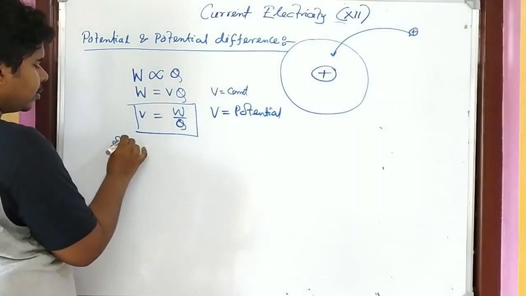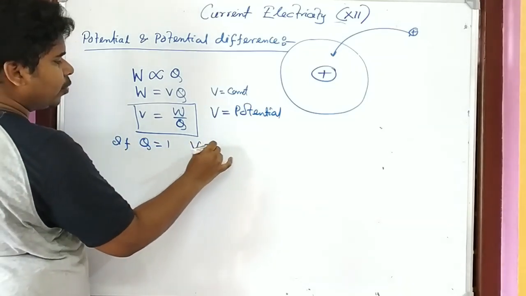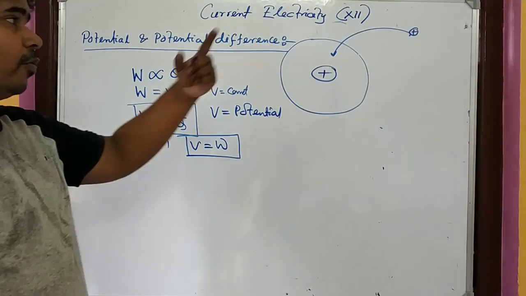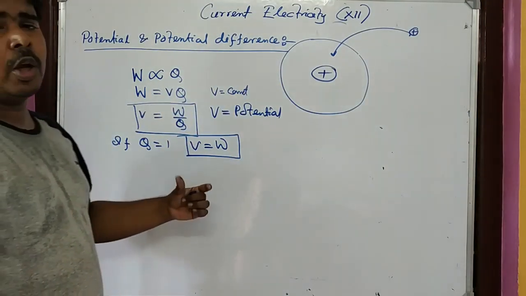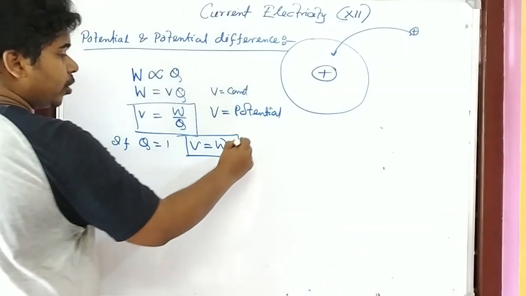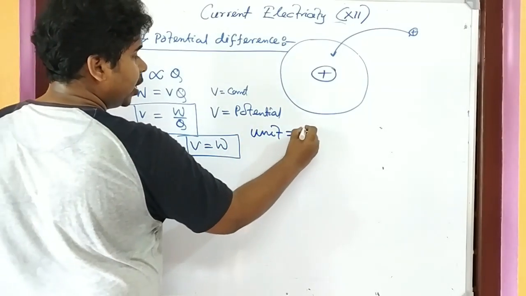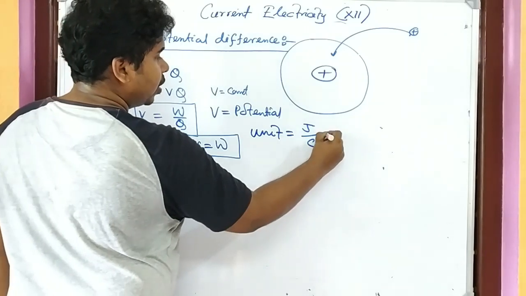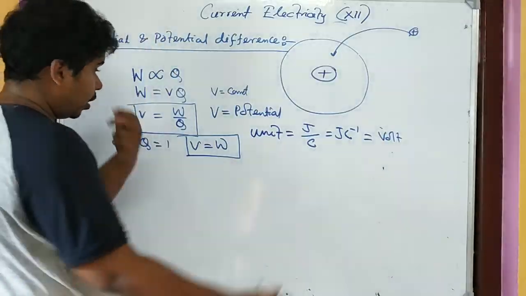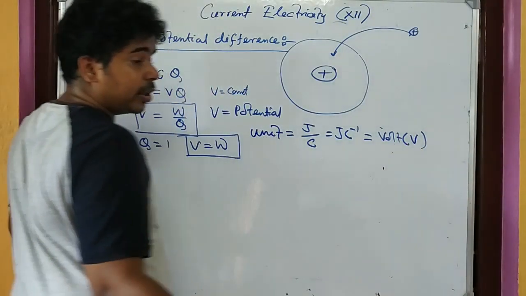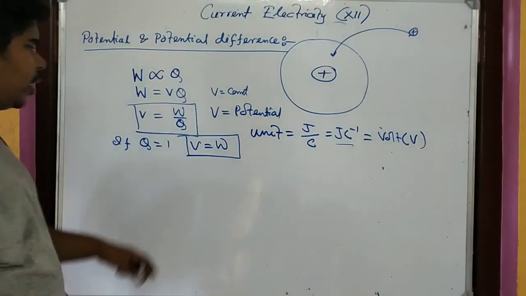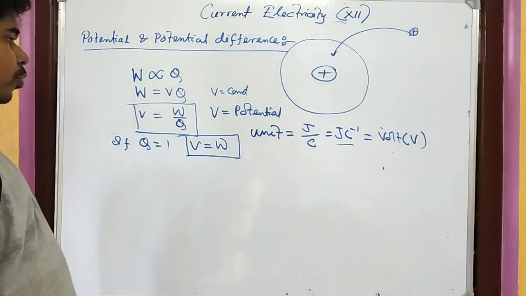And as Q equals 1, then V equals W. So from here we can define: to take a unit positive charge from infinite distance to a point in an electric field, the work that has to be done is known as potential. Okay. And what is the unit of it? That is also very clear: joule per coulomb, that is joule coulomb inverse, which is volt. I think I have given a question in the test for electric potential, and there we marked which physical quantity has the unit joule per coulomb, and that is electric potential, that you all know.